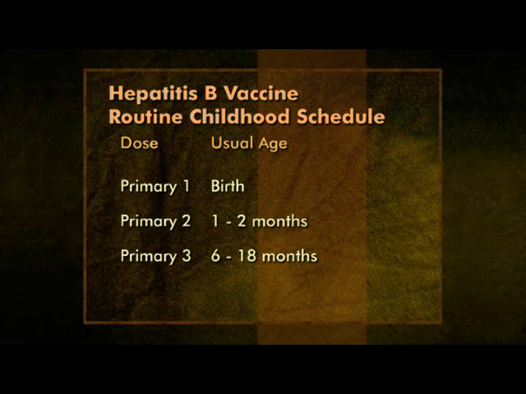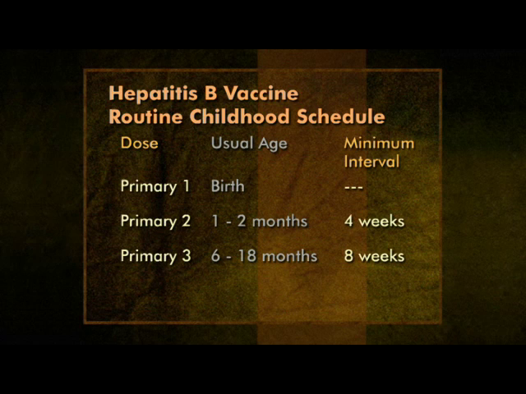The vaccination schedules are very similar for all age groups. The childhood hepatitis B vaccination schedule recommended by ACIP and the American Academies of Pediatrics and Family Physicians begins at birth. The second dose is given at 1 to 2 months of age, and the third dose at 6 to 18 months of age. Note the minimum intervals: 4 weeks between doses 1 and 2, and 8 weeks between doses 2 and 3. Do not give the vaccine at intervals shorter than these minimums.